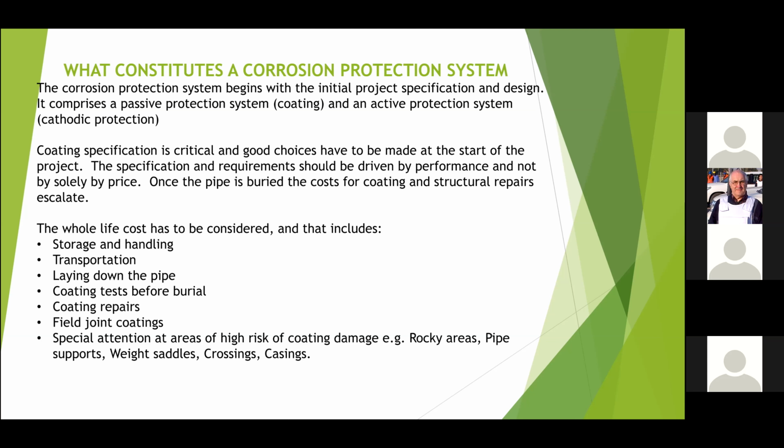And so when you're looking at specifying your coating, you need to look at the whole life cost, how it's stored and handled, how it's transported, how you lay down the pipe, what coating tests you do on it, how you repair the coating, how do you repair the field joints. That's where the pipe lengths are welded together. Obviously, if you're welding two bits of pipe together, you don't want any coating there, so they leave the end of the pipe bare or uncoated, then they weld it, and then they apply what they call a field joint coating, and that has to be compatible with the main pipe coating.